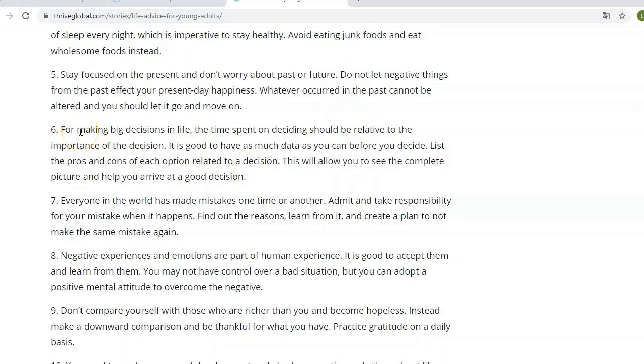Number 6, for making big decisions in life, the time spent on deciding should be relative to the importance of the decisions. So don't waste too much time deciding something. You should do it sooner or later, but you should do it straight away. Now number 7, everyone in the world has made mistakes one time or another. So you have to admit and take responsibility for your mistake when it happens. That's another good advice.